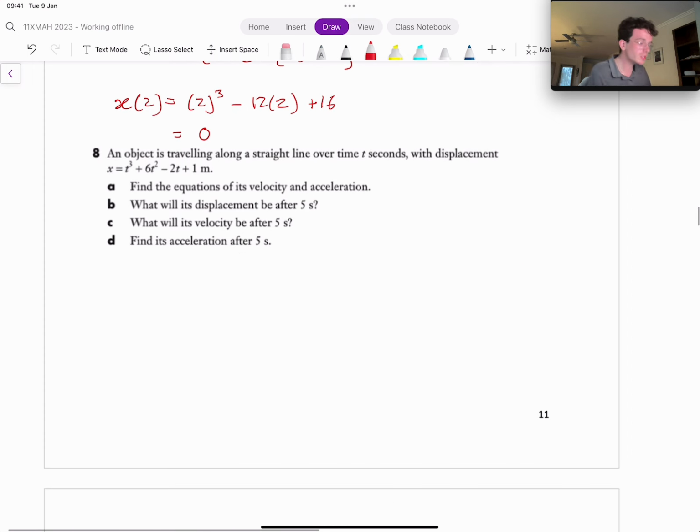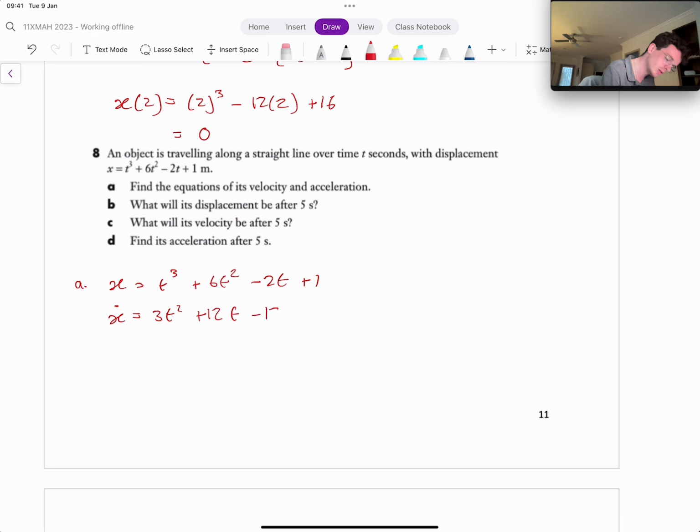Okay. An object is travelling in a straight line over time t seconds with displacement x equal to t cubed plus 6t squared minus 2t plus 1. Find equations of its velocity and acceleration. So we've got x is equal to t cubed plus 6t squared minus 2t plus 1. So its velocity x dot is the differentiation, 3t squared plus 12t minus 2. And its acceleration is 6t plus 12. So just differentiating that twice.